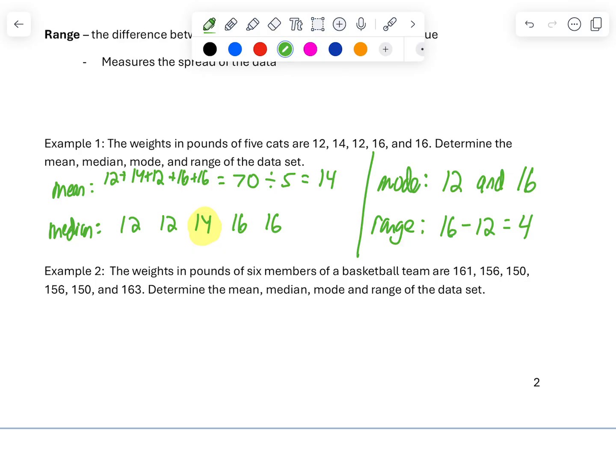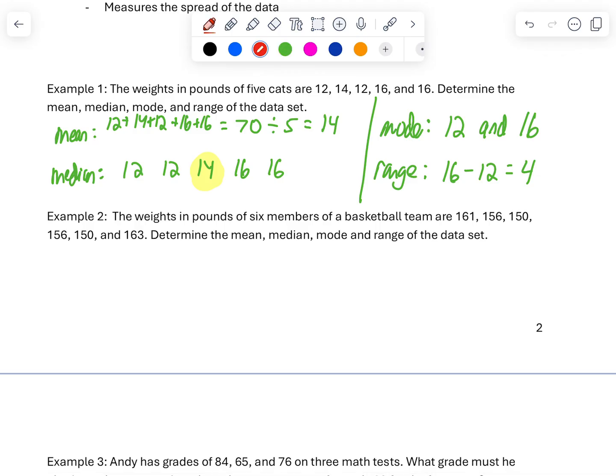Okay, the next example. The weights in pounds of 6 members of a basketball team are 161, 156, 150, 156, 150, and 163. And we have to find those 4 things again. So again, I will start with the mean, and we want to start by adding them up.